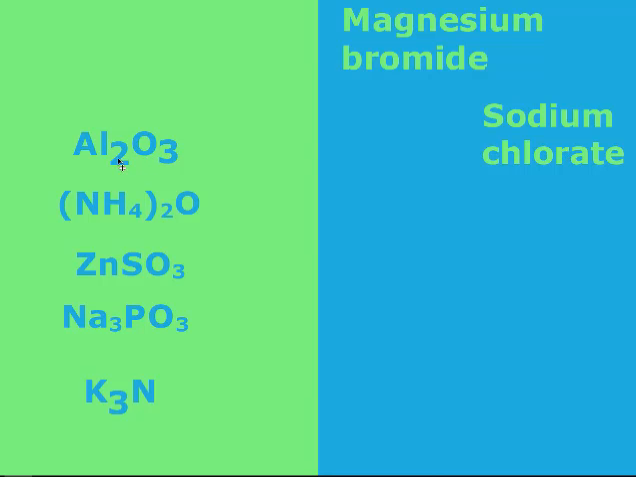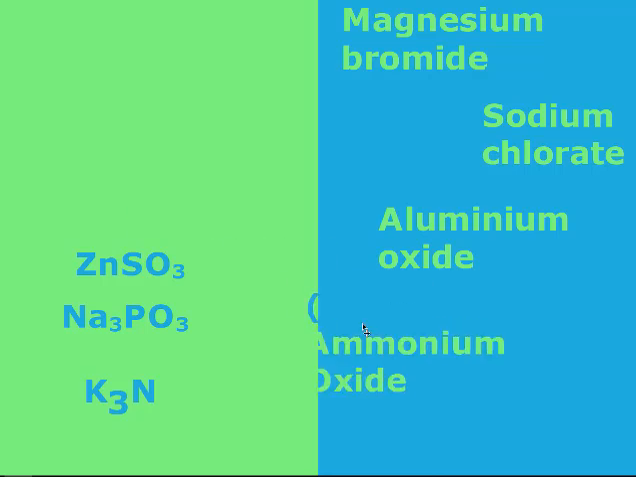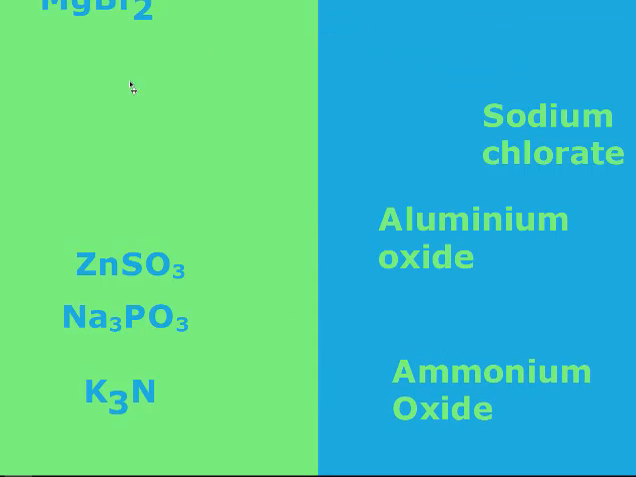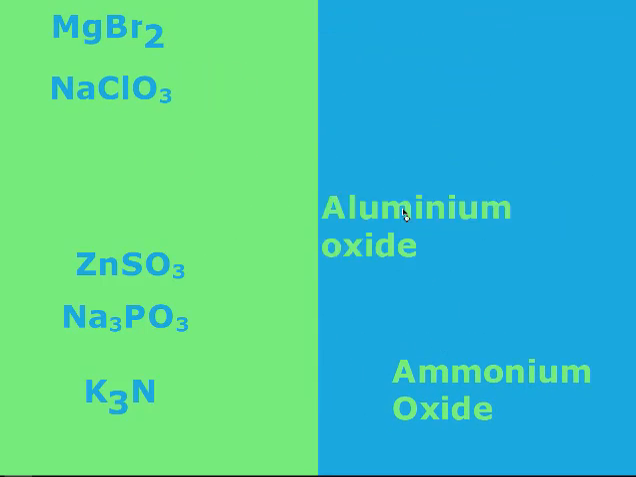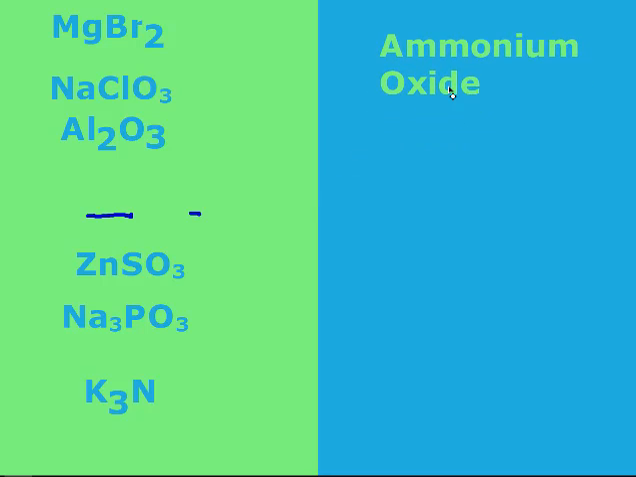So Al2O3 should have been aluminum oxide. (NH4)2O is ammonium oxide. When figuring out the names, you don't have to worry about the 2 after ammonium, because remember when we were writing formulas, we were trying to balance the charges out. In this case, we see NH4 and we have O. Well, that's ammonium and that's oxygen. So ammonium oxide.